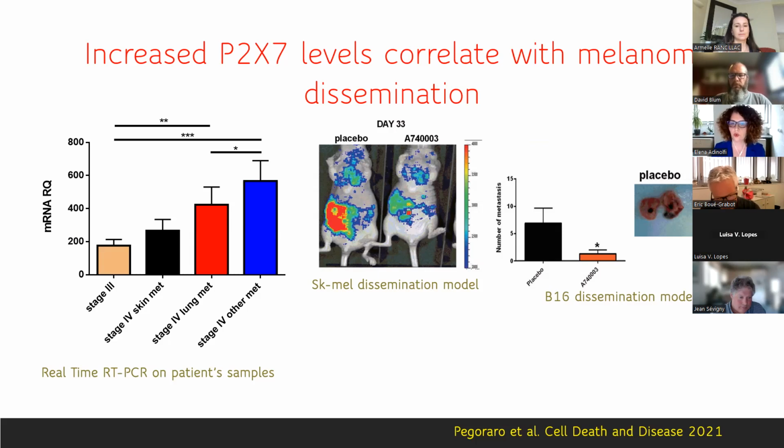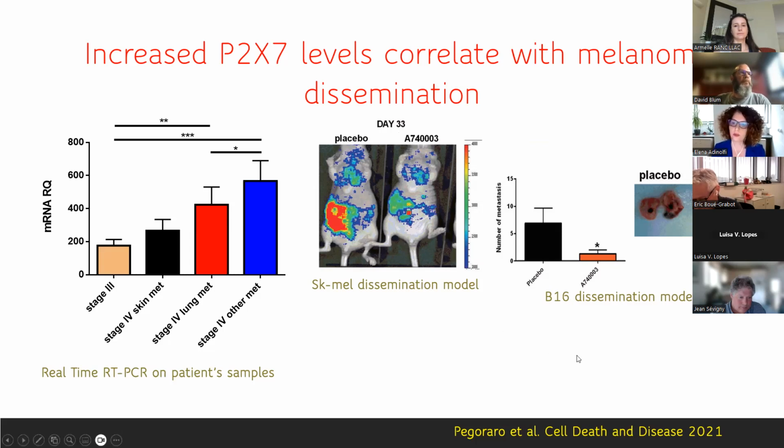Therefore, we wanted to test if also in animal models we could prevent dissemination of tumoral cells by administering a P2X7 antagonist. This is A740003. And as you can see, here is a dissemination model obtained by injection of SKMEL melanoma cells in the tail vein of nude mice. And we see the cells by intracellular luciferase emission. This is the placebo, and this is treated with the P2X7 antagonist. And as you can see, there is a significant reduction of the spreading of these cells at day 33 from injection.